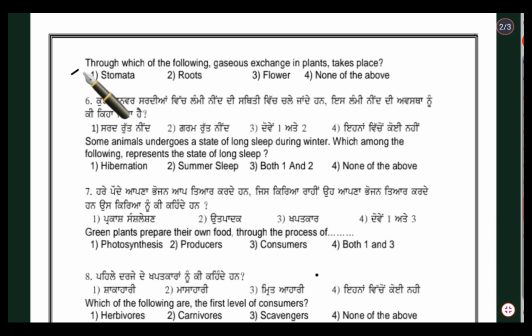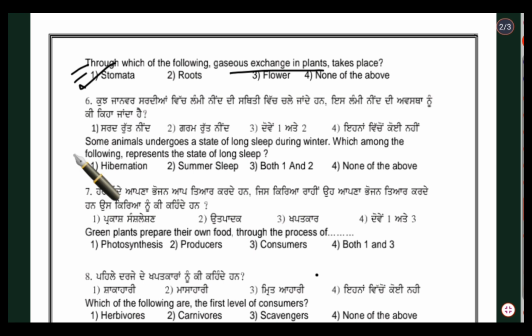Here's question number 5. Through which of the following does gas exchange in plants take place? The exchange of gases in plants takes place through stomata. So the right option is stomata. Stomata in plants are small pores mainly located on the leaves, and these pores allow the exchange of gases like oxygen and carbon dioxide, which are very essential for photosynthesis and respiration, right?